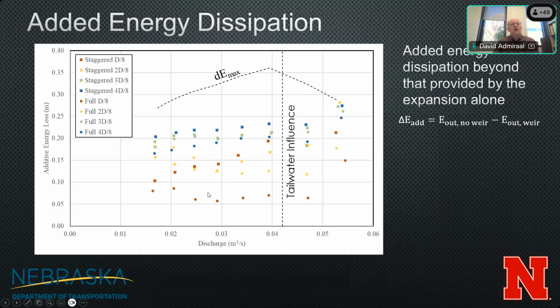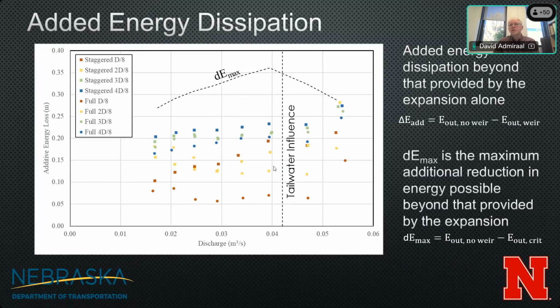And so you can see that, again, the lowest weirs don't remove as much energy as the highest weirs. The staggered weirs do better than the full length weirs. And you'll see that it increases as you go up here. This is the most energy we can remove before we get to critical depth. So we're getting pretty close up there, but there's still some room for improvement here. This DE max, like I said, is the maximum additional reduction possible beyond that provided by the expansion.